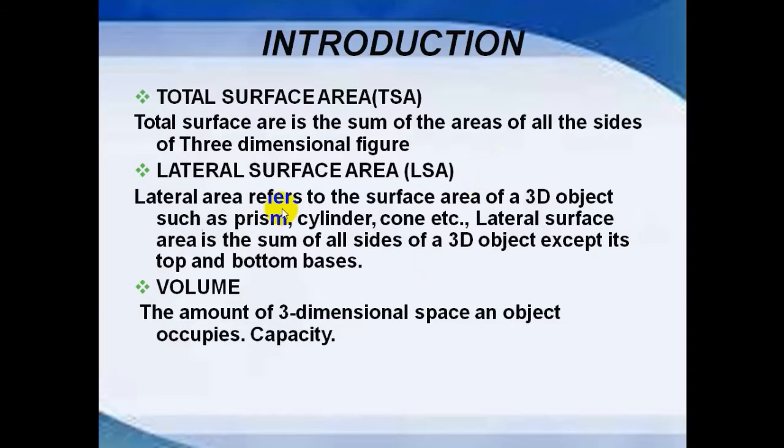So, lateral surface area, LSA. Lateral area refers to the surface area of a 3D object such as a prism, cylinder, cone, etc. Lateral surface area is the sum of the areas of all sides of a 3D object except its top and bottom bases. Now the volume: the amount of three-dimensional space an object occupies is called its volume.